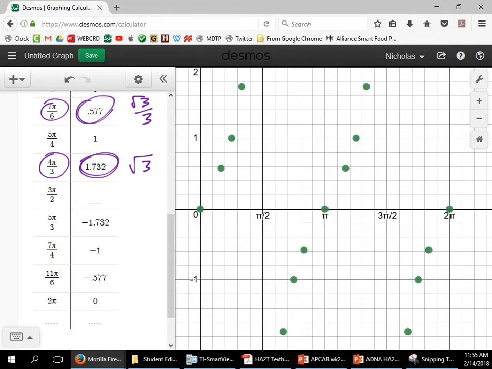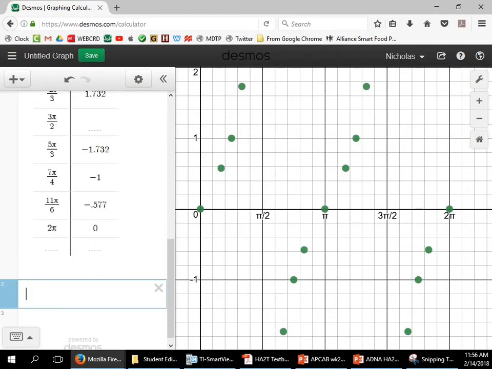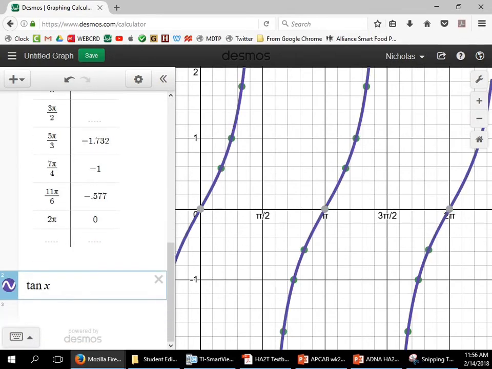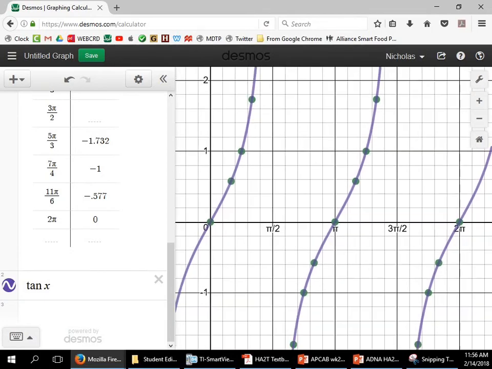Let's go ahead and throw, since we're on a graphing utility right here, let's throw a tangent in here and see what it looks like. T-A-N-X. Boom. We hit all of our points. Look at that. So fancy schmancy.